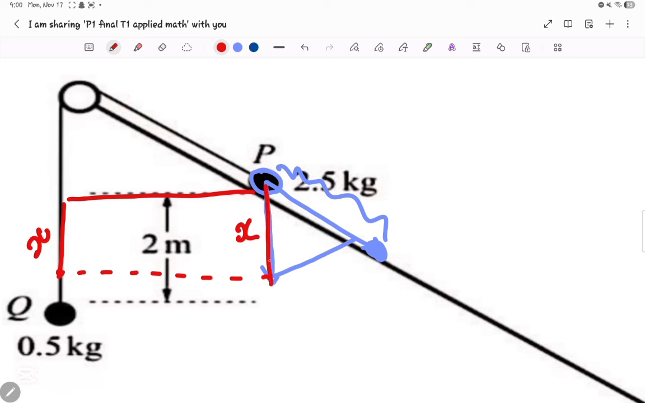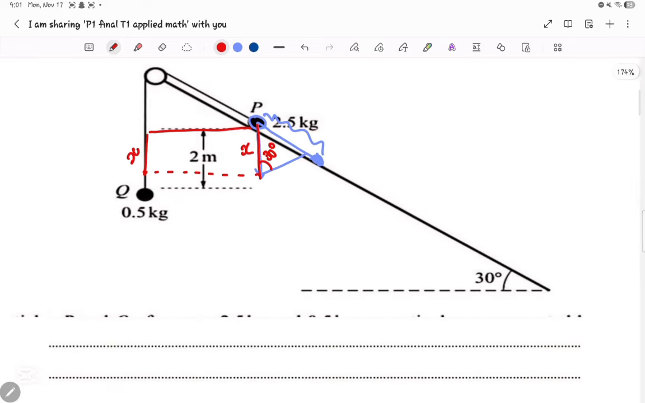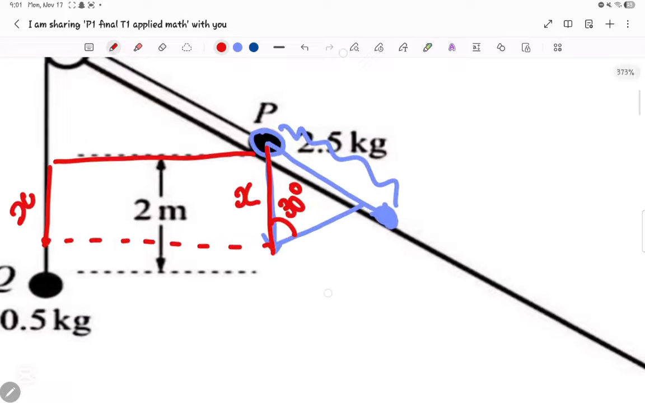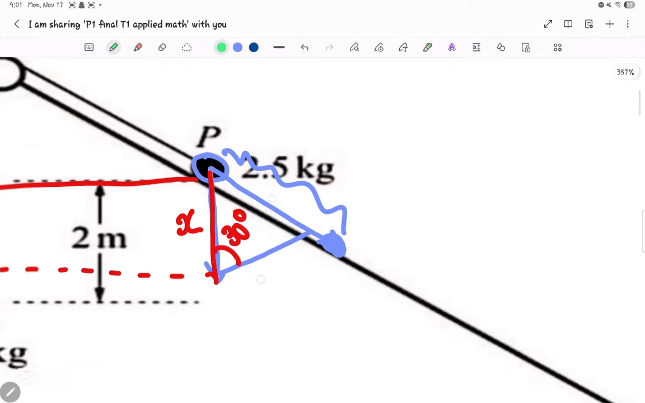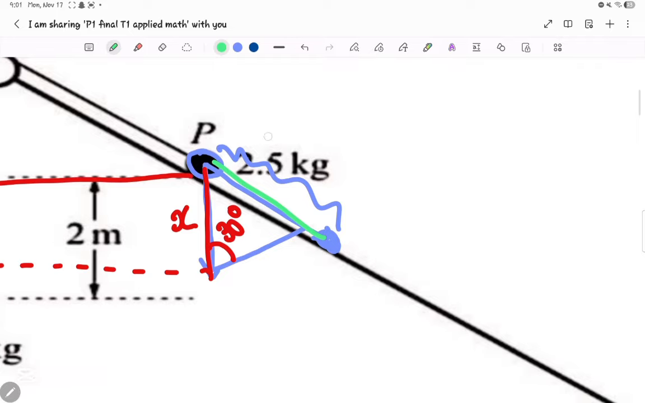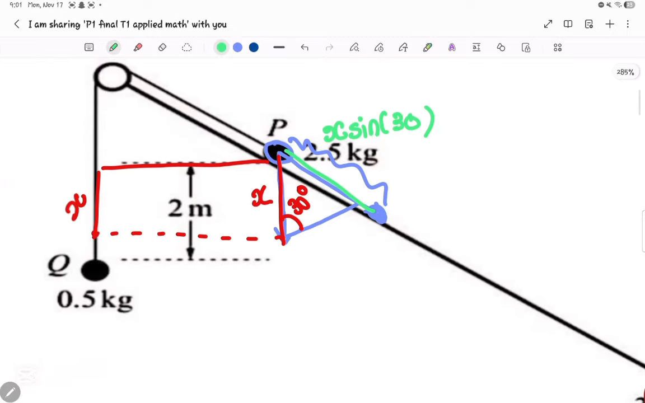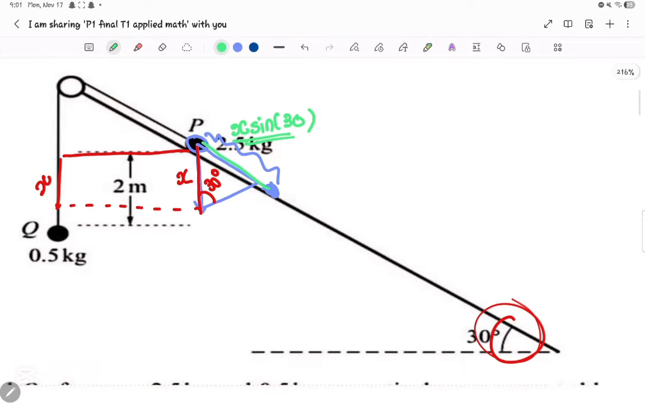Now, this is the hypotenuse. Right? And if I'm not mistaken, the angle over here from the inclined plane was 30 degrees. As you can see, the angle over here is 30 degrees. What does this mean? This means I can find the distance that P travels. So this would be X times sine 30. So this is X sine 30.